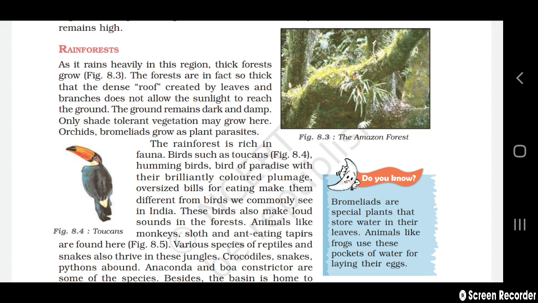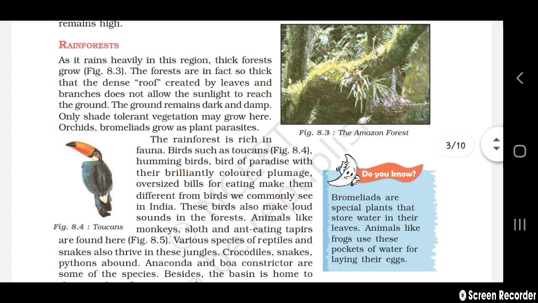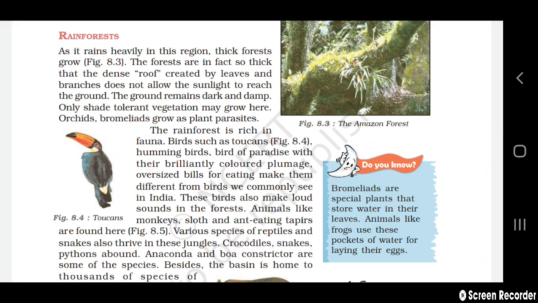In the previous chapters you learned about the tropical deciduous forest, where the leaves are very thick and do not allow the sunlight to come inside. Like that, here also a dense roof is created by the leaves and branches, and it does not allow the sunlight to reach the ground. So the ground remains dark and damp. Only shade tolerant vegetation may grow here.